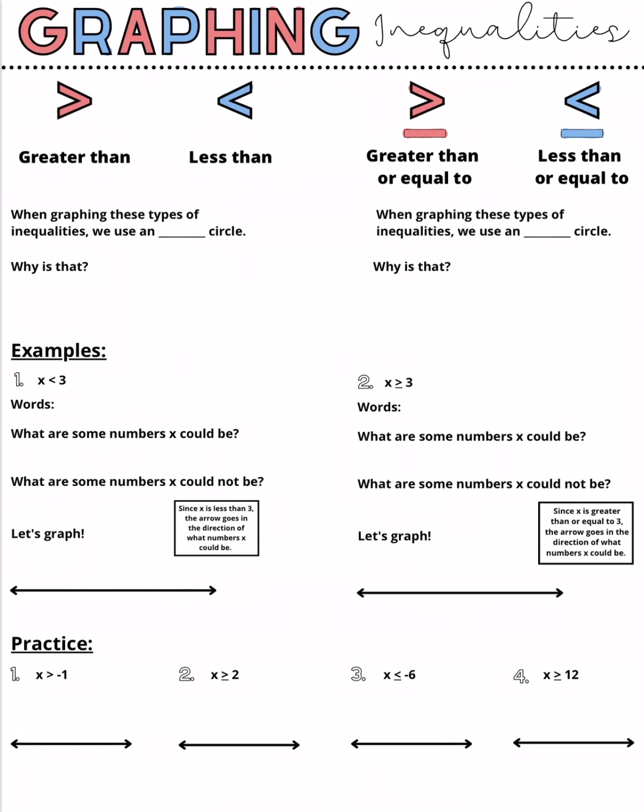So graphing inequalities, you've seen inequalities before: greater than, less than, greater than or equal to, or less than or equal to. And when we're graphing inequalities with greater than or less than, we use an open circle, okay? So it'll look like this on the graph. It's an open circle. We use that because the number is not included in the solution.